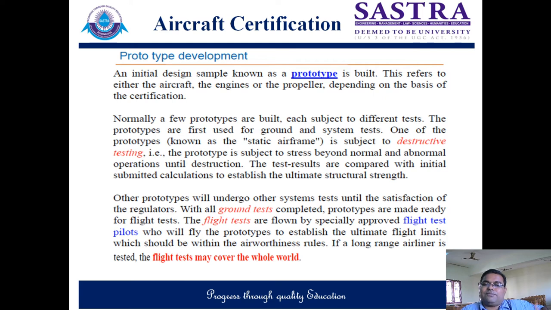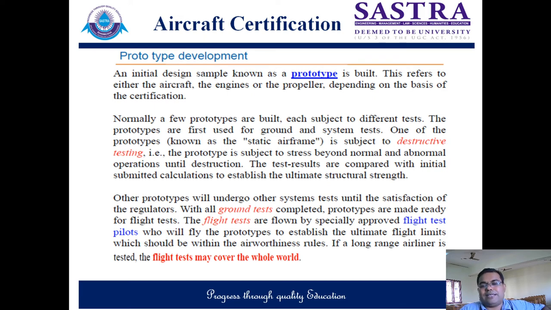The prototypes are first used for ground and system tests. One of the prototypes, known as the static airframe, is subject to destructive testing, like a crash test, to see how it will sustain the crash. So one prototype will be tested for crashing, another for system tests, and AFM tests will be carried out. So various prototypes need to be manufactured, and then they will undergo different kinds of testing.